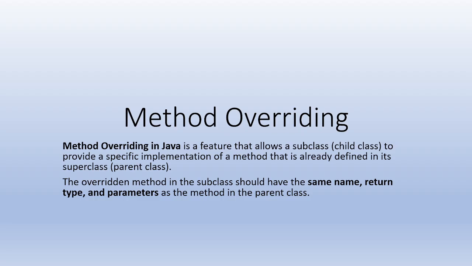So the overridden method in the subclass should have the same name, return type and parameters as the method in the parent class. Then it is said that the method is being overridden. So these are the primary prerequisites: the name, return type and parameters as defined in the subclass should be the same as defined in the superclass method. So let's dive deeper into this.